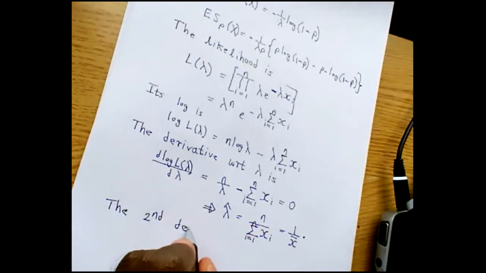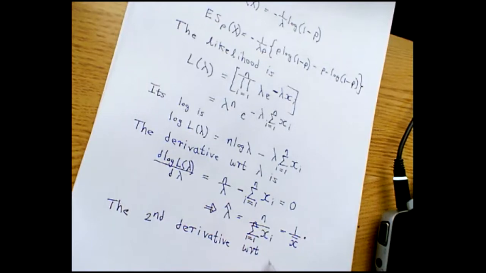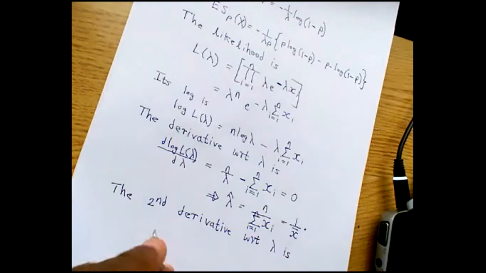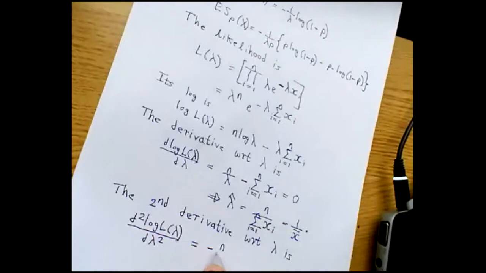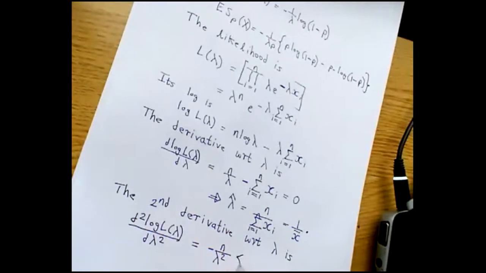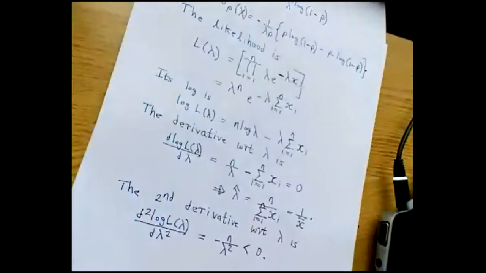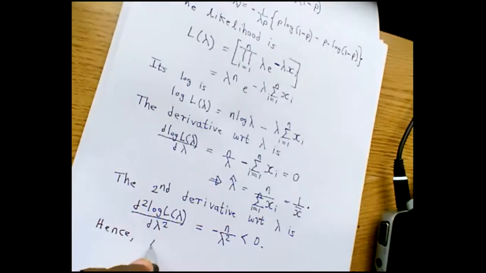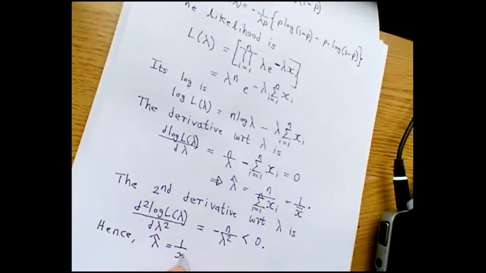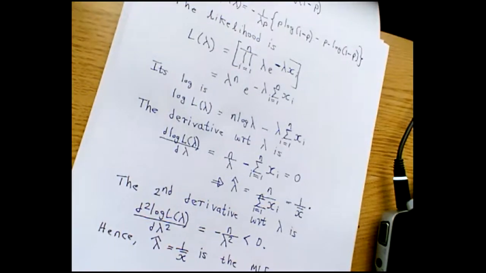Now the second derivative with respect to lambda is this, which is less than 0. So hence this is the MLE of lambda.